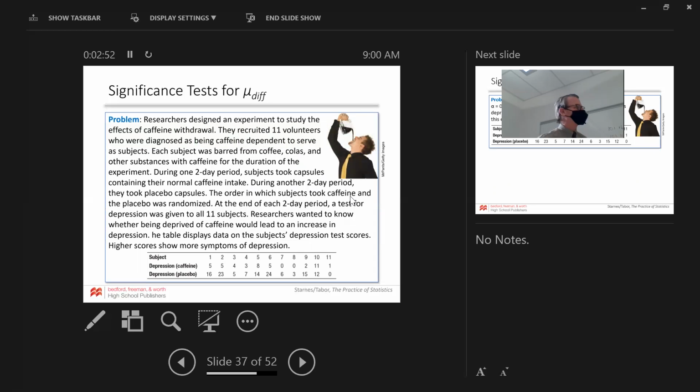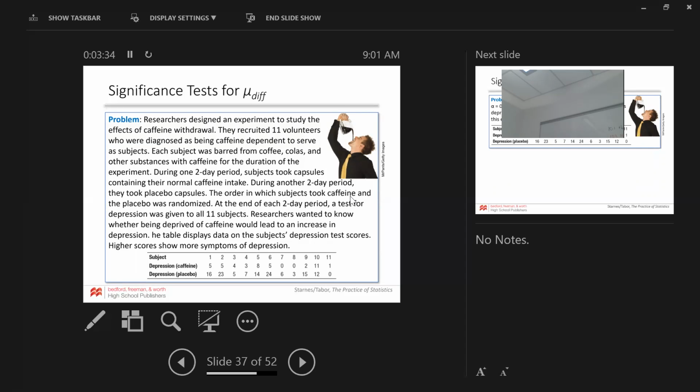So we got this scenario, and it says you're going to experiment to study the effect of caffeine withdrawal. So you got 11 volunteers, okay? During one 2-day period, subjects took capsules, their normal caffeine intake. Another 2-day period, they took placebo capsules, and the order was randomized. At the end of each 2-day period, a test for depression was given. And the researchers wanted to know if being deprived of caffeine, not depraved, would lead to an increase in depression.